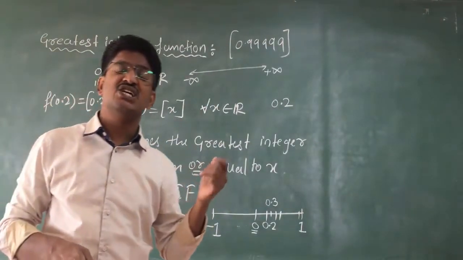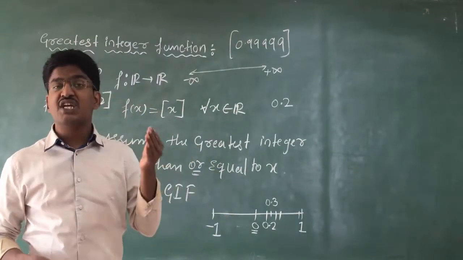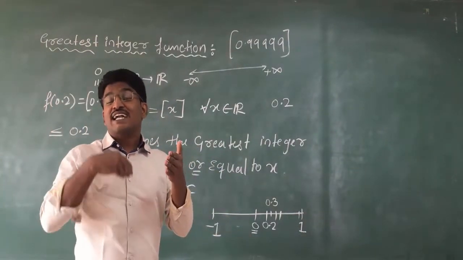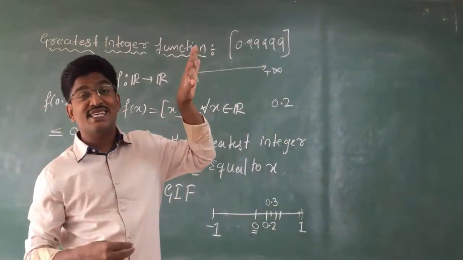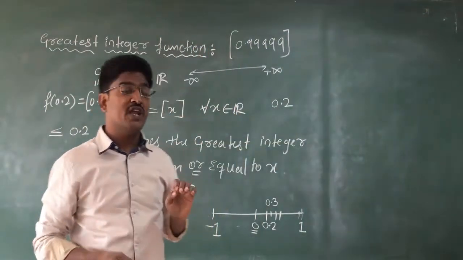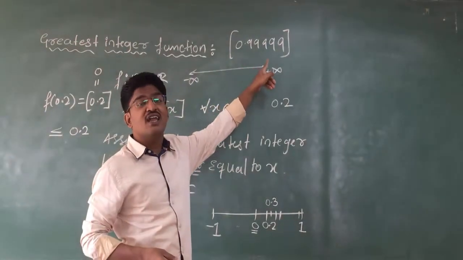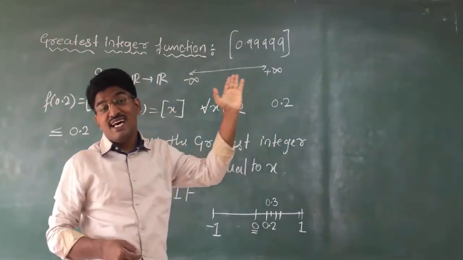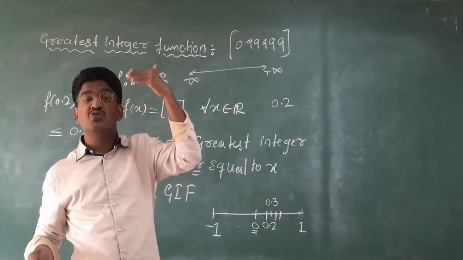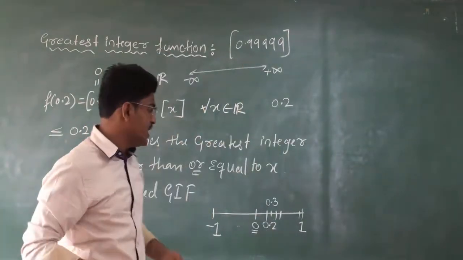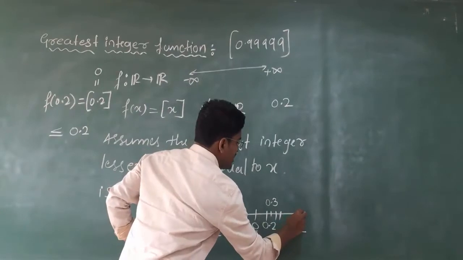What does the greatest integer value tell? It tells that it is the greatest integer which is lesser than the given number. For example, 0.9999 is given. Lesser than that, among those lesser real numbers, which one is the greatest integer? See, 0.999 comes here.